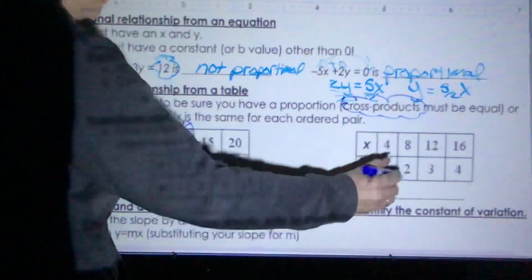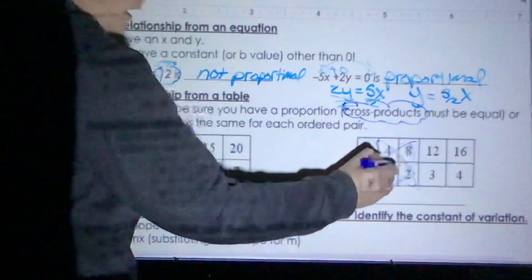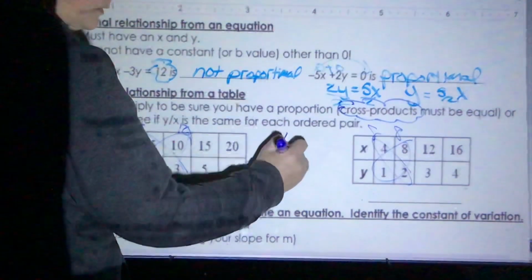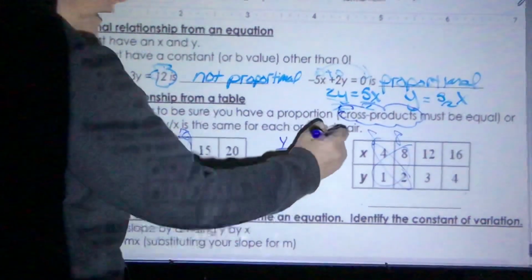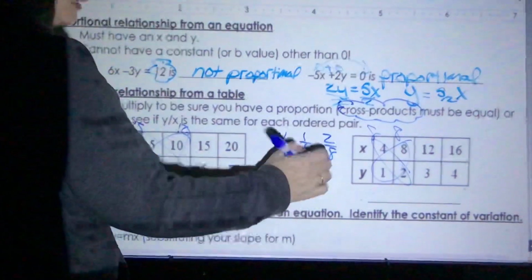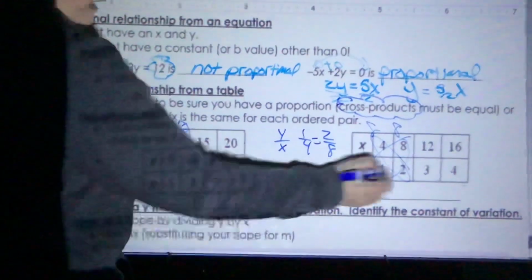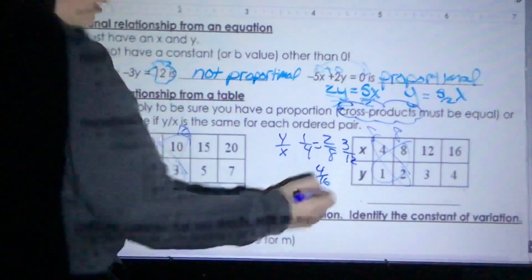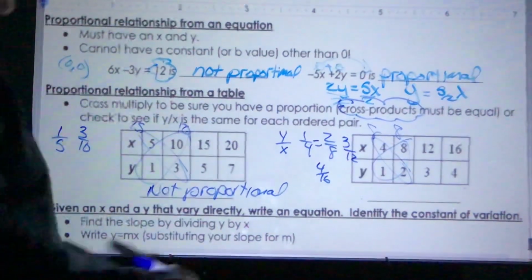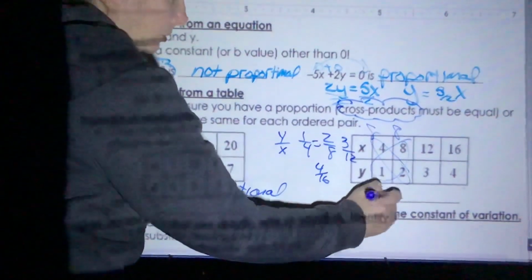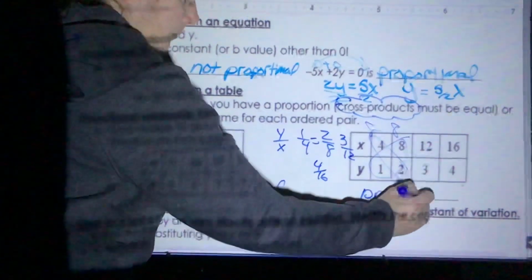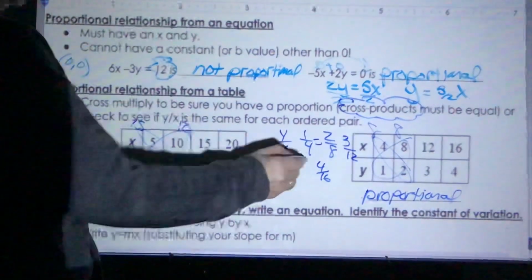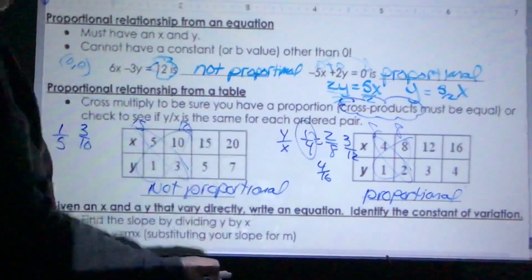For my next table, if I do my butterflies, I'm going to get 8 and 8. If I write y over x, I would get 1 over 4. I would get 2 over 8. They are equal fractions. I would get 3 over 12 if I kept going. I would get 4 over 16. They all equal 1/4 if you reduce them. So this is proportional. And if you asked for the constant of variation, the constant of variation or the slope would be 1/4.